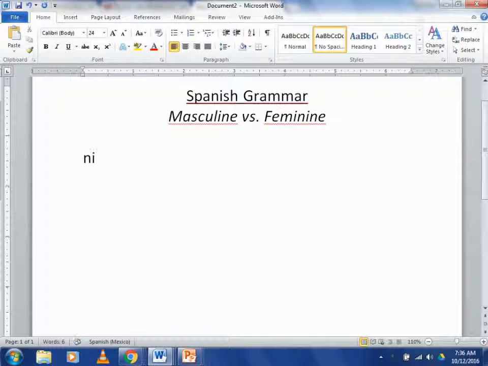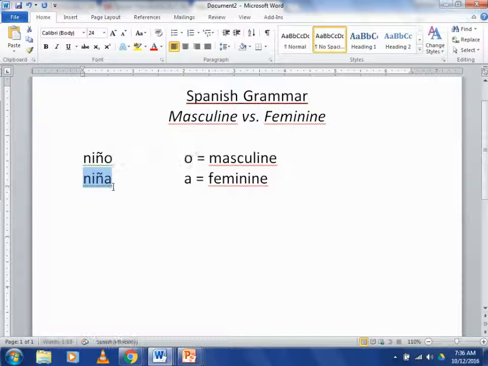So for example, in Spanish, we have the word niño, child, and niña. In the Spanish language, the ending O represents masculine, while the ending A represents feminine. So in this case, we would know that niña is a girl and niño is a boy. It's not a separate word. The base word is niño, and then you convert it to the feminine form by changing the O to an A.